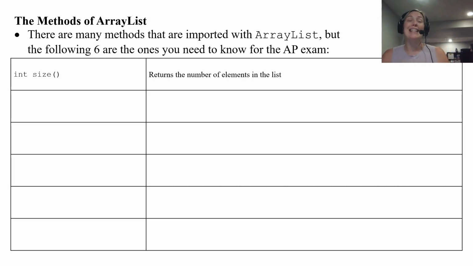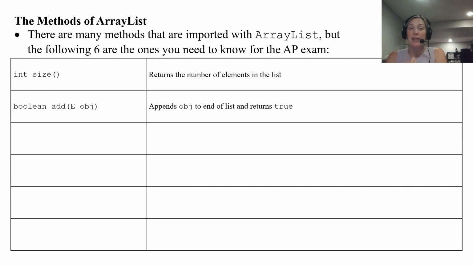So you'll have these exactly as they're written on your exam sheet. The first one is size. Size is a method that returns the number of elements in the list. We had something similar with an array called .length, but that wasn't a method. With an ArrayList, we only use methods to access, modify, and change. And .size returns the number of elements in your ArrayList.